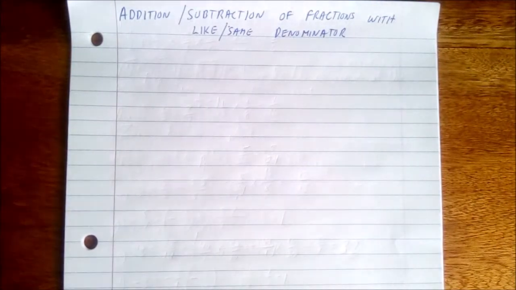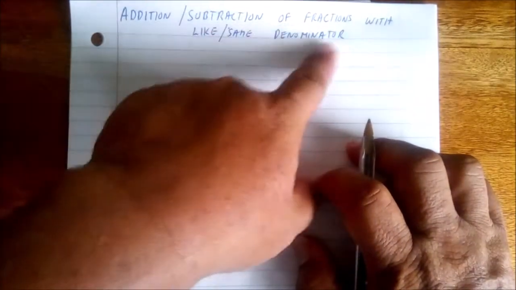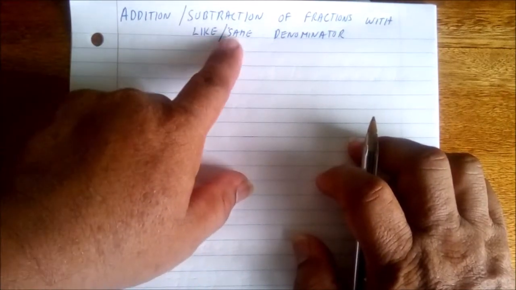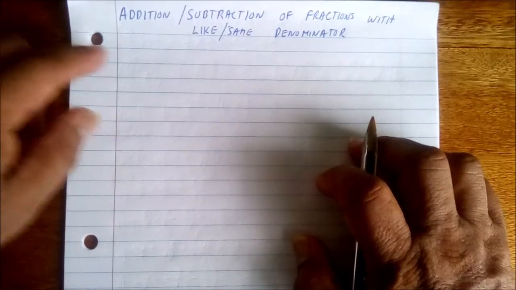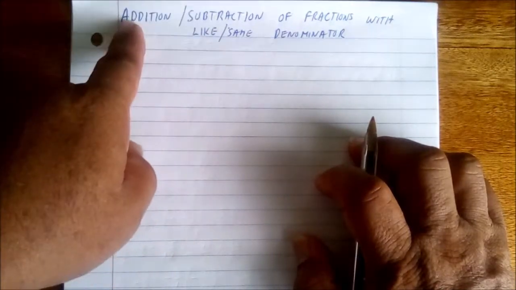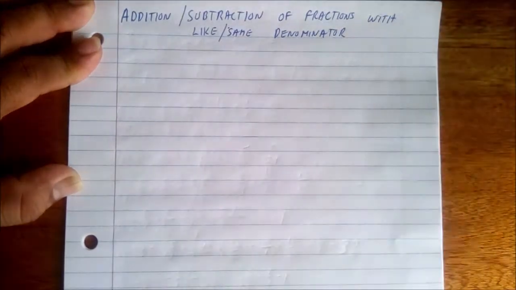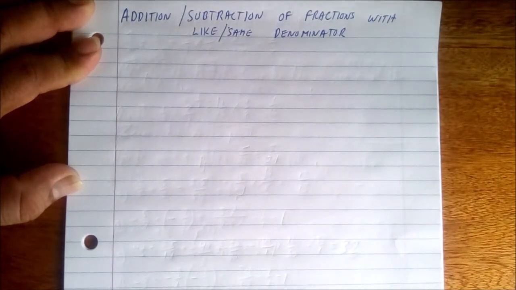Alright, in this video we'll be adding or subtracting fractions with like or same denominators. People tend to use like or the word same. It means the same thing. But the operation will be to add and subtract fractions that have like denominators. Okay? Now what do we mean by like denominators?